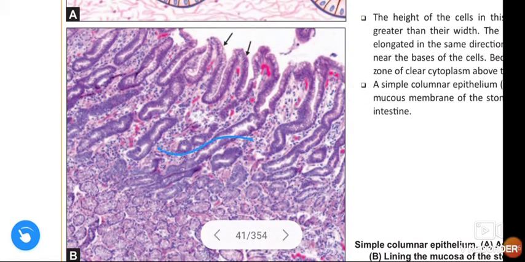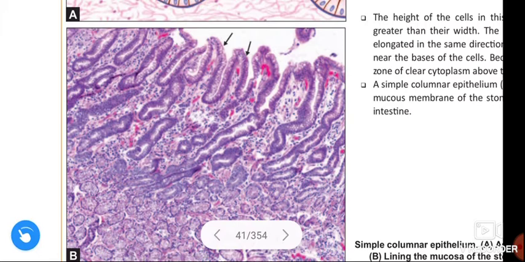This is the figure of simple columnar epithelium. This is simple columnar epithelium, not a ciliated one, which lines the mucosa of the stomach. Remember guys, simple, not the ciliated or any striated. Only the simple columnar epithelium lines the mucosa of the stomach.